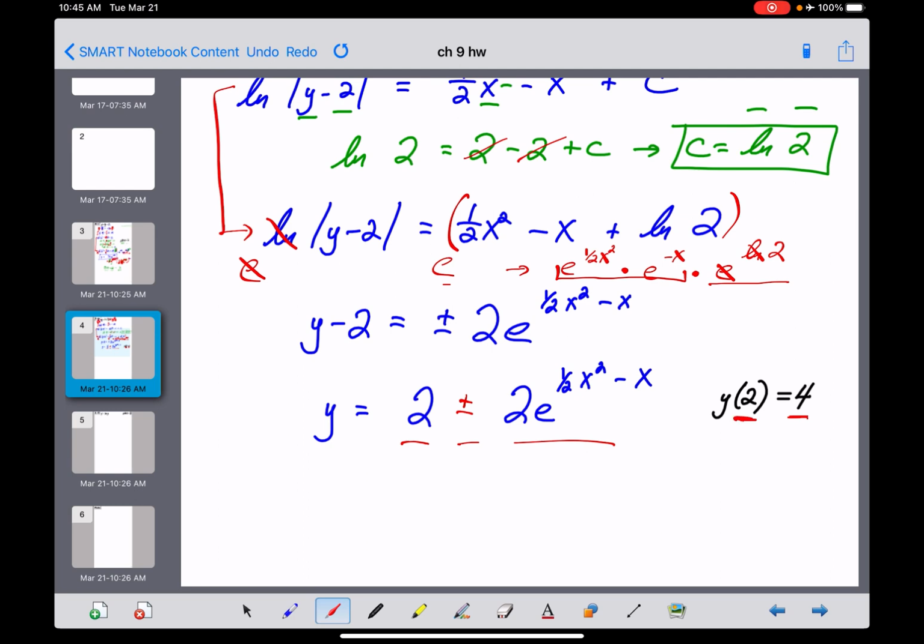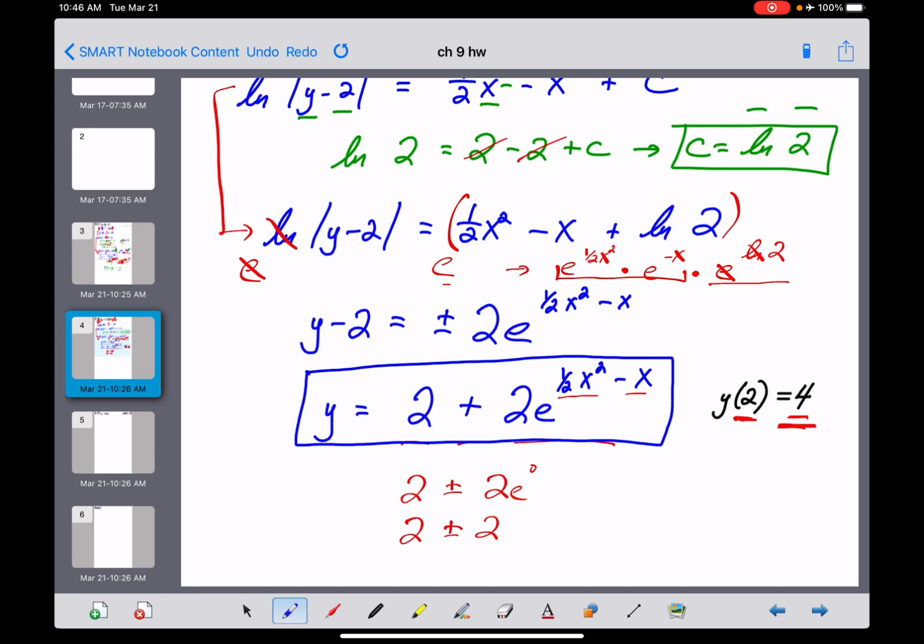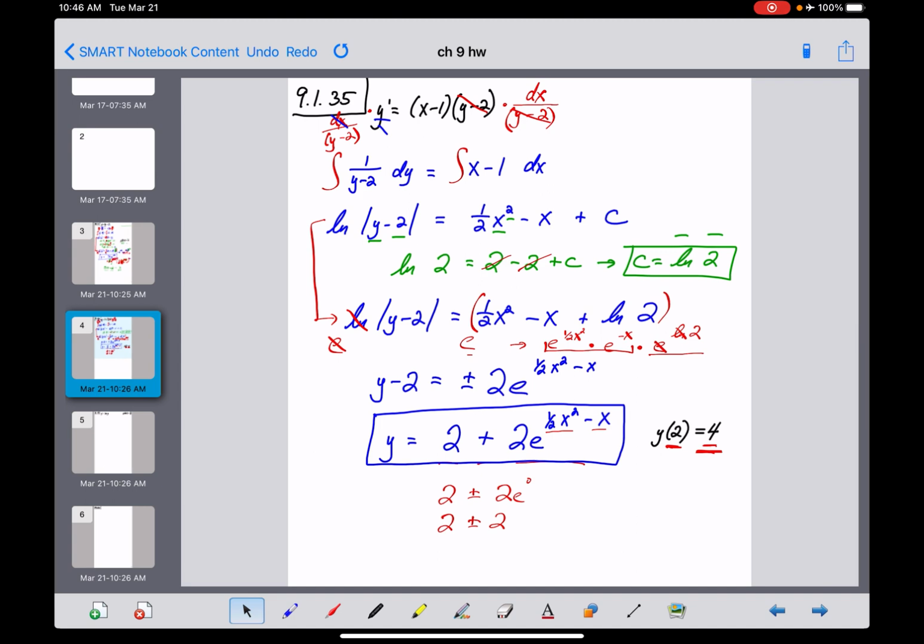So when we plug in a 2 for x, 1/2 times 2 squared is 2, minus 2 is 0. So this is 2 plus or minus 2e to the 0 power. Well, e to the 0 is 1, so it's 2 plus or minus 2, and which of those two cases is going to get you to 4? Kind of like we thought, it's the plus. So we're going to get rid of that plus or minus there. We're going to declare here it's a plus, and that is our final answer here, guys, to this particular problem. All right, so that, I forgot what problem this was, is problem number 35.